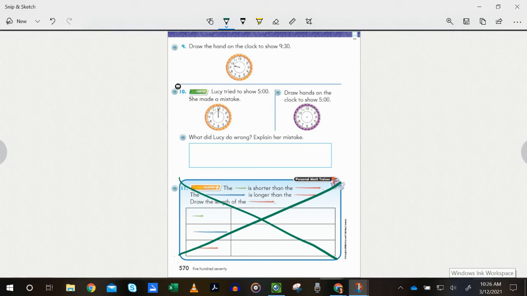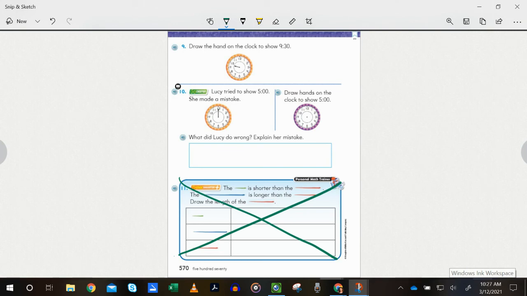Number 10. Lucy tried to show 5 o'clock. She made a mistake. Draw hands on the clock to show 5 o'clock. Okay, look at Lucy's clock. She wants to show 5 o'clock. I see the minute hand at the 12, but I don't see the hour hand at 5. Can you make the purple clock show 5 o'clock? And then tell me, what did Lucy do wrong? Explain her mistake. That can go in the box.